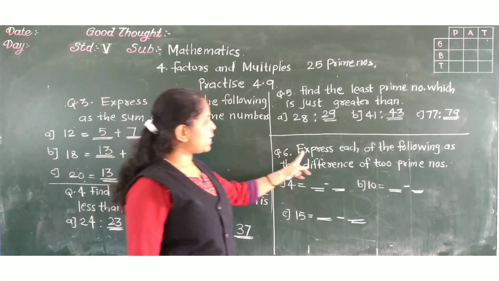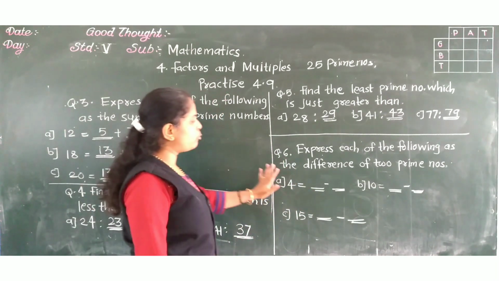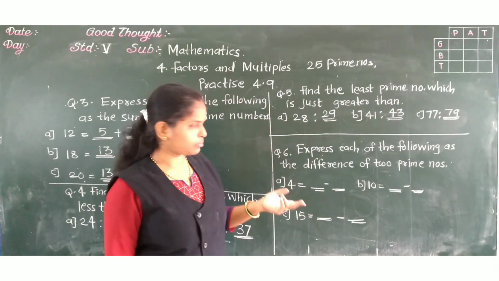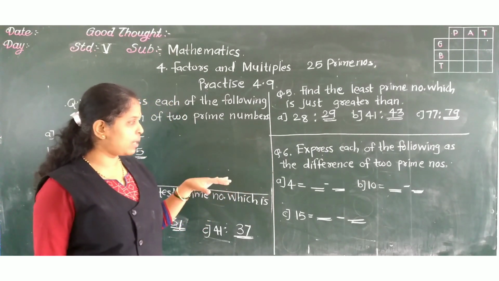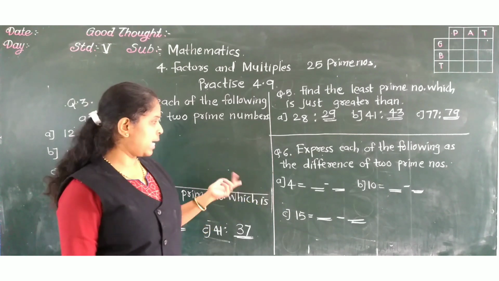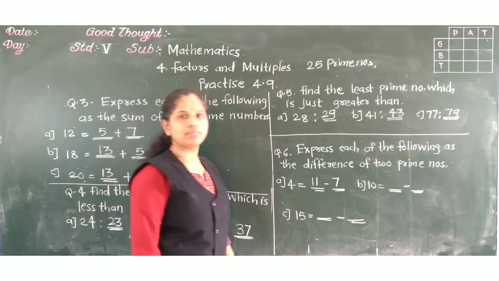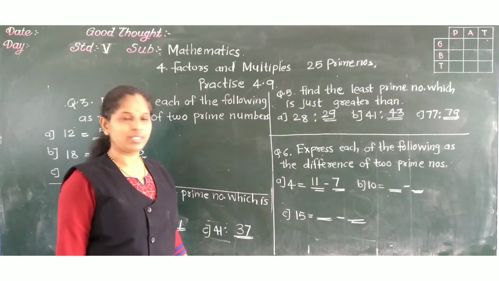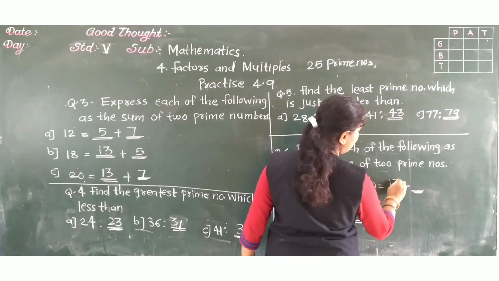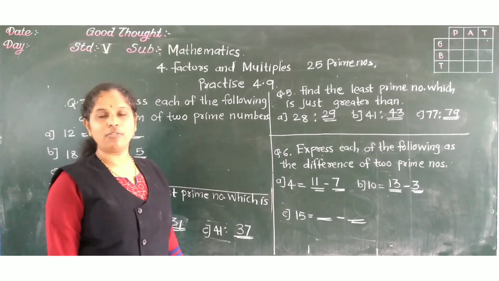Now, question number 6. Express each of the following as the difference of two prime numbers. Here we did addition. Here we have to show subtraction. Now 4. We want answer 4. Any two prime numbers, when we subtract, we will get 4. So which are those prime numbers? Can you guess? See here, 11 minus 7. 11 minus 7, how much? 4. And now 10. 10 how? See here, 13 minus 3. 10. And 15. How will we get 15?